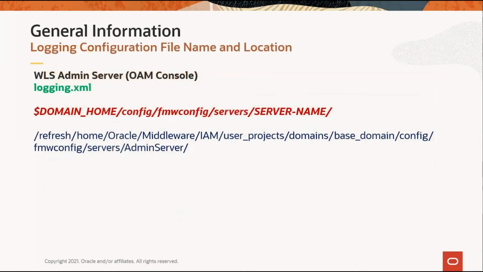The WebLogic admin server's logging file is called logging.xml and is represented in green. The logging file location format is represented in red, and the logging file location example is represented in blue. The same information for the WebLogic admin server also applies to the WebLogic managed server.